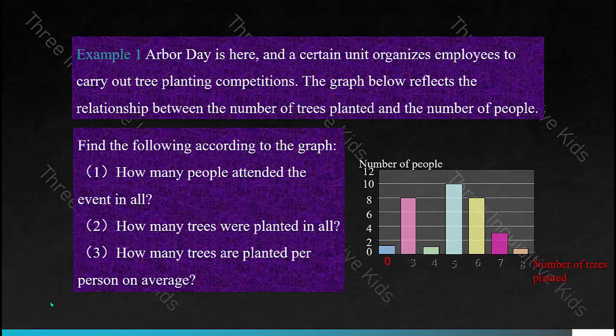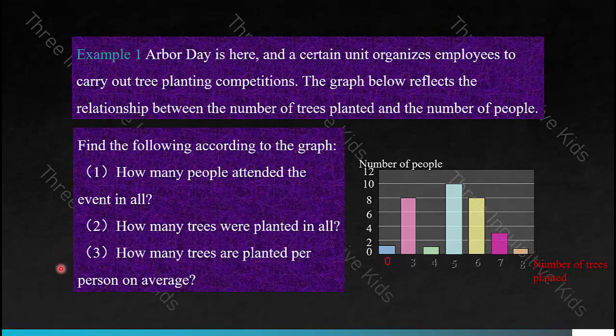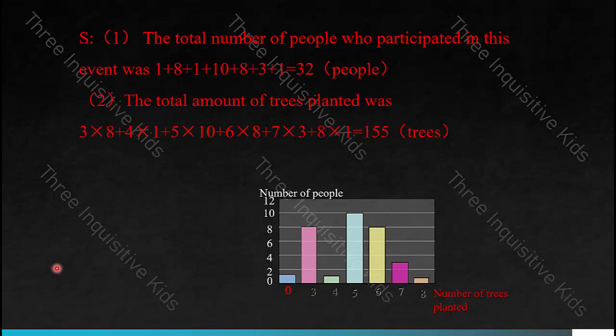And now, how many trees are planted per person on average? So now let's look at how we would solve this last problem. Okay, so we know 32 people. The total amount of trees planted was, you do some multiplication here, 155 trees, that's a lot. And the number of trees planted per person on average would be 155 trees divided by 32 people. So you would do 155 divided by 32, which is approximately 4.8 trees per person.